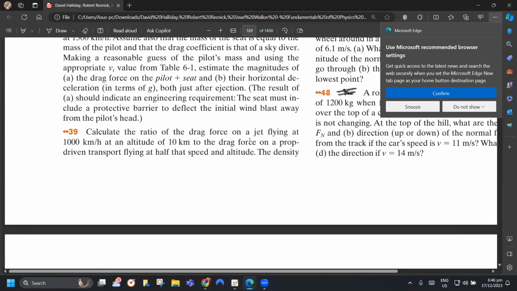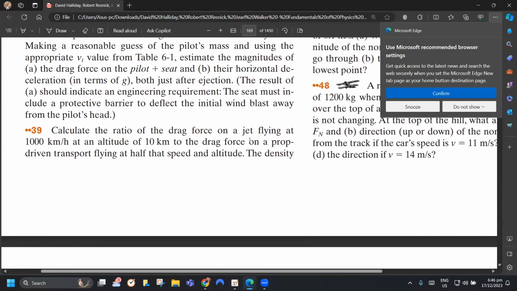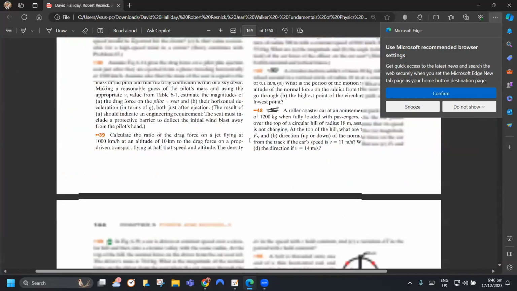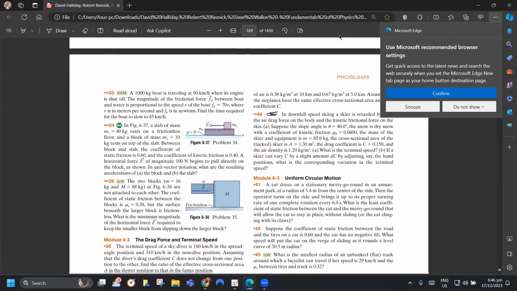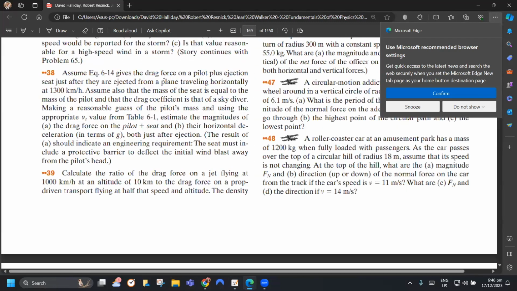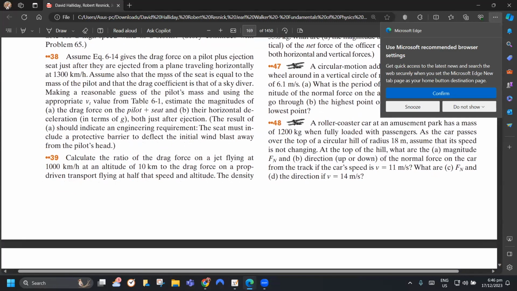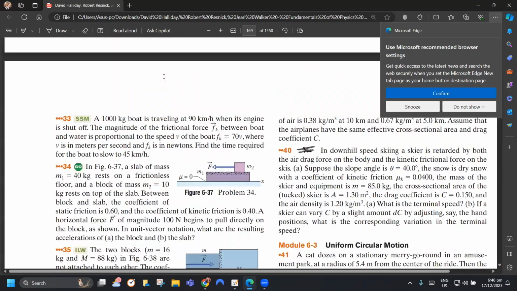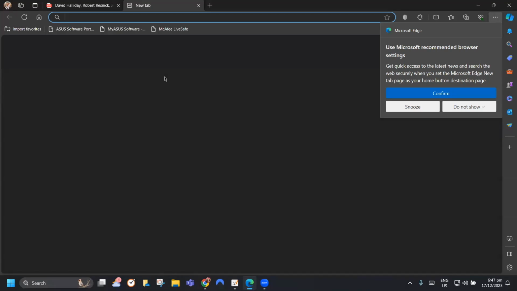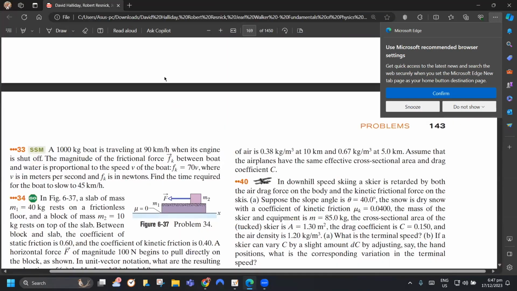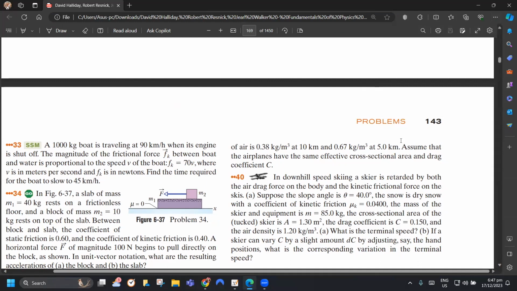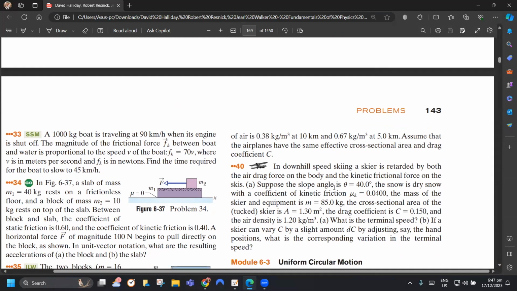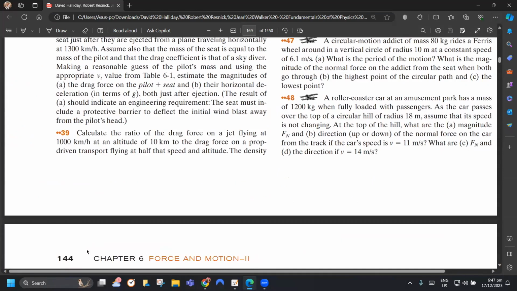Calculate the ratio of the drag force of the jet to the propeller-driven transport. What's a prop-driven? Like a biplane. There are still commercial flights that use propeller-driven planes. I think I rode one, but it also had a jet. Anyway, it's not very common anymore.